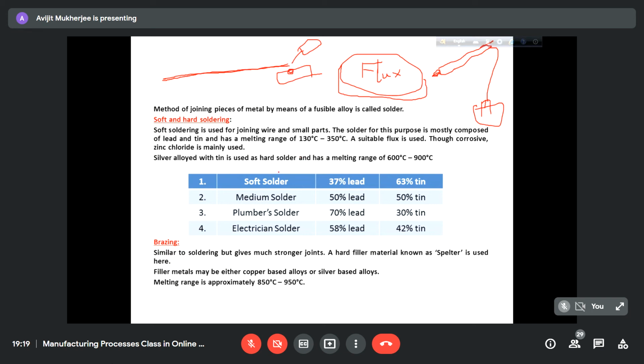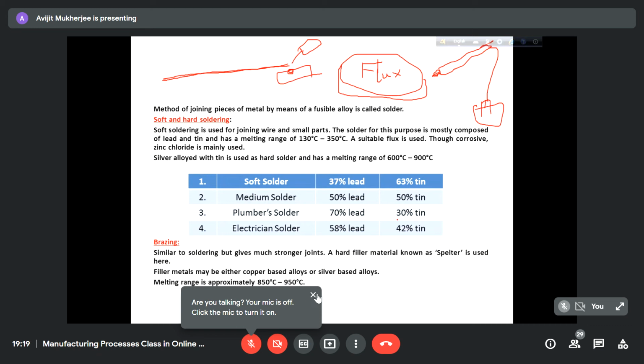So here, in case of soft solder, the material, that is the fusible alloy material, contains only lead and tin. Number one is soft solder, where 37% is lead, 63% is tin. If it is medium solder, 50% lead, 50% tin. Plumber solder, 70% lead, 30% tin. Plumber, the water connections, etc. are made.